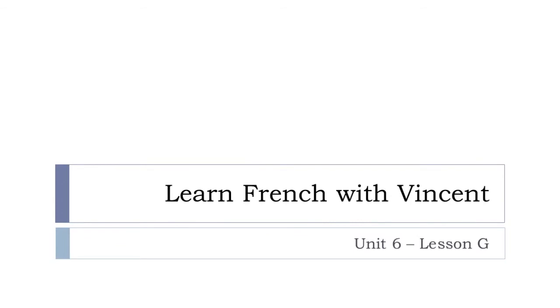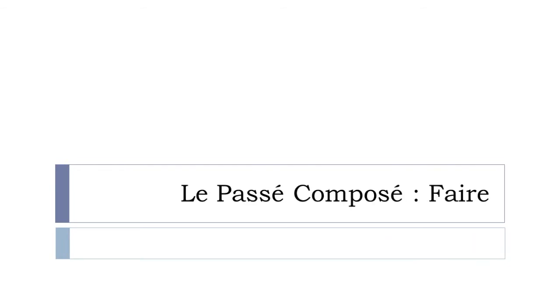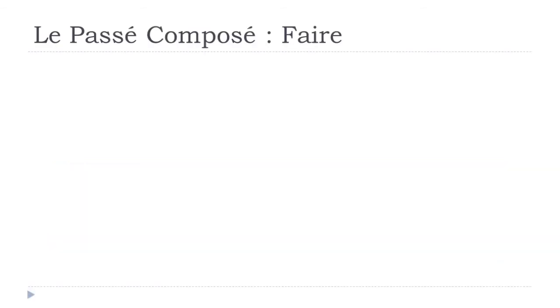Bonjour à tous and welcome to Learn French with Vincent. This is Unité 6, leçon G, and in this lesson we'll see together the passé composé of the verb faire. Faire is to do, and then we'll see together the passé composé form. So we did introduce the passé composé in Unit 5, but I just want to check and make it clear that everything is okay for you. So we'll start with faire. It will be quite fast, but still quite useful.